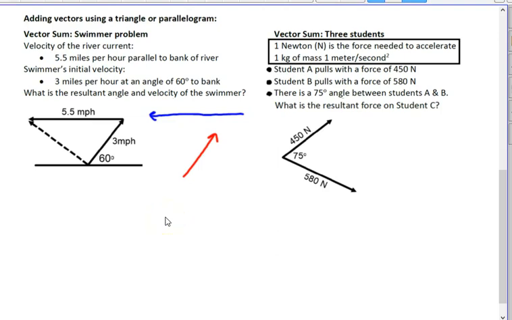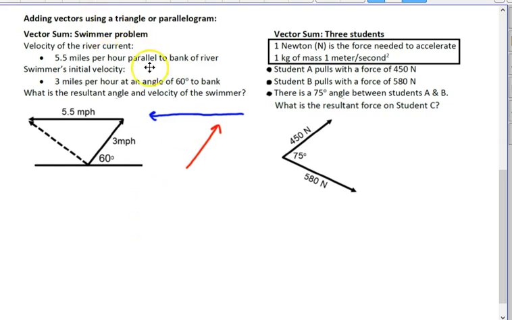To go back and return to our two example problems, the swimmer problem and the 3 students pulling, which I illustrated with a little block and some strings, to talk about how we actually add vectors using a triangle or a parallelogram. We're going to learn other methods later on in the vector unit. So here was the vector that represented the swimmer's initial velocity.